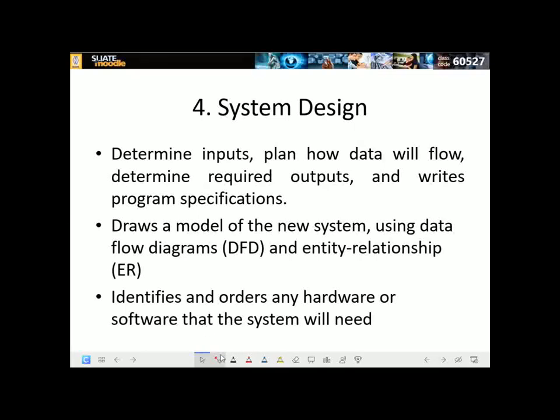It says: determines input, plan how data will flow, determine required output, and writes program specifications. Draws a model of the new system using data flow diagram and entity relationship diagram, ER. Identifies and orders any hardware or software that the system will need.